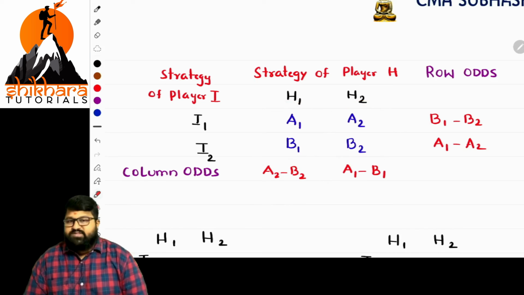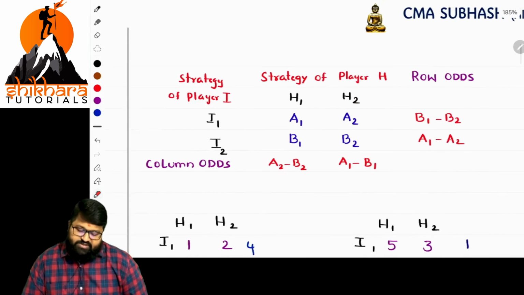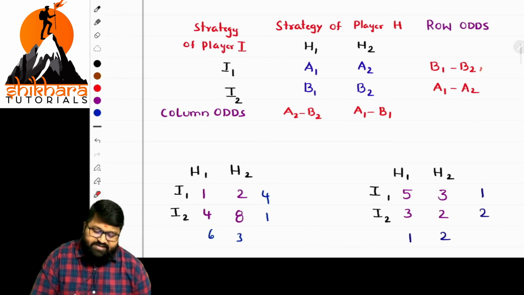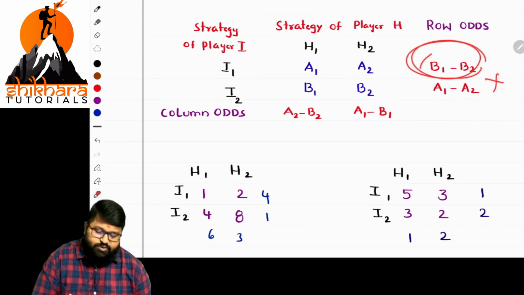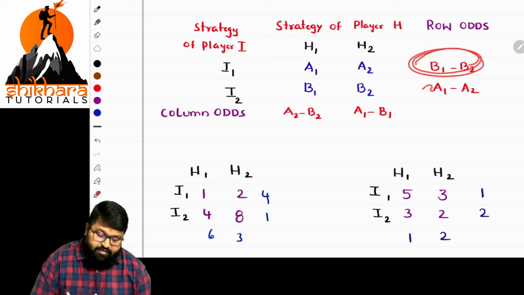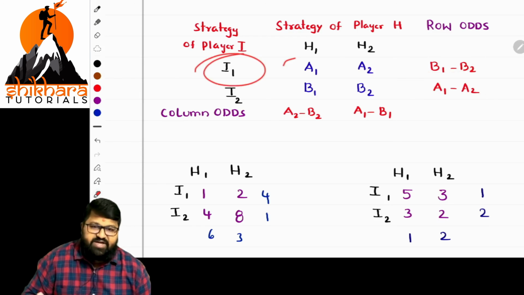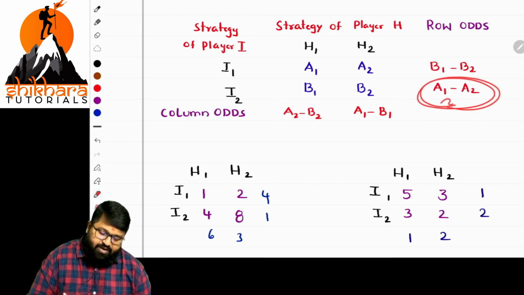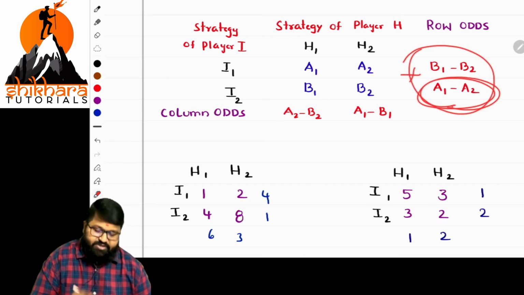Superb. Is it clear? If it is clear, then what is the next point, sir? How to calculate the probability? Sir, this divided by the sum of these two values. This value divided by the sum of these two values will be the probability for the first strategy. And in the same way, A1 minus A2 divided by the summation.